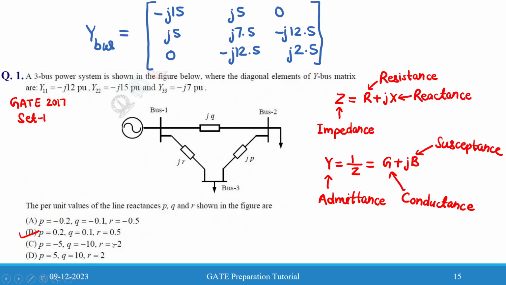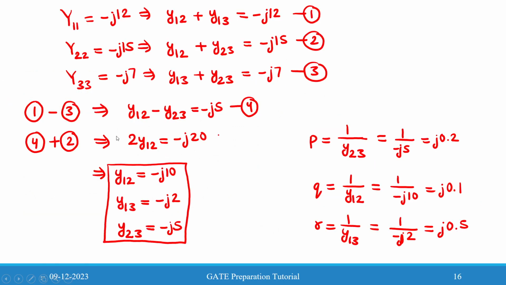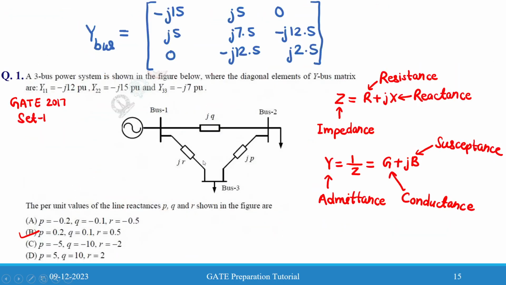So how are we going to find this one? So Y11 is given, so we can write this as Y12 plus Y13. We got three equations, so we can get the individual values, that is the admittance of the lines connected between each bus. So now we can correlate with the given values.